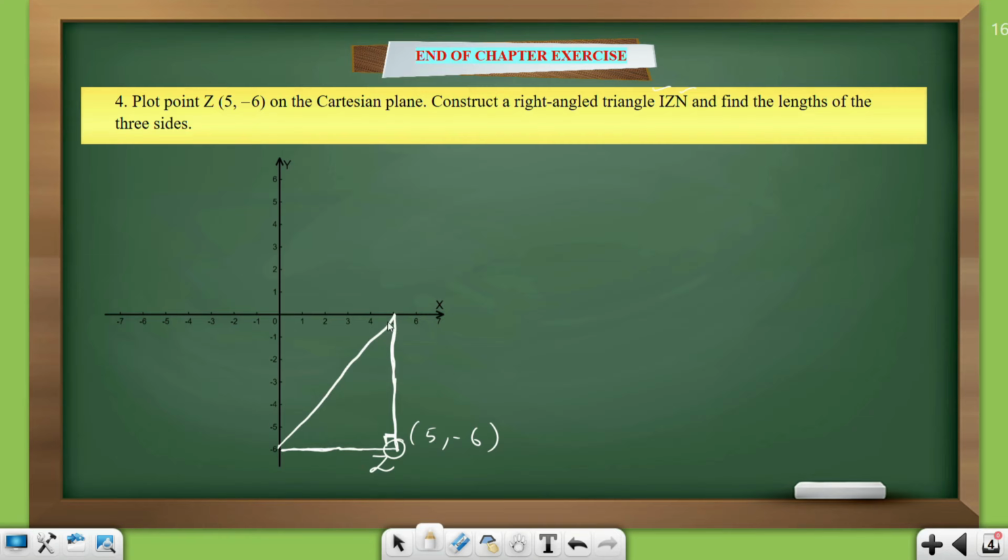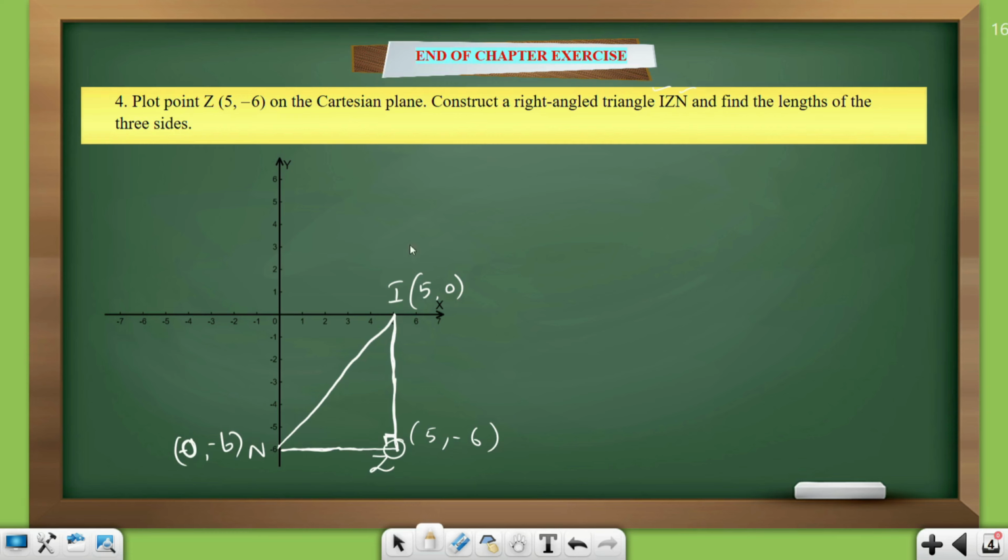it will form a right angle triangle, where I can say that this is my point I and this is my point N. So IZN is a right angle triangle, where the coordinates of the point I are x equal to 5 and y equal to 0, as it lies on the x axis. Similarly, the coordinates of N are 0 for x and -6 for y. So these are the three vertices of the right angle triangle IZN.